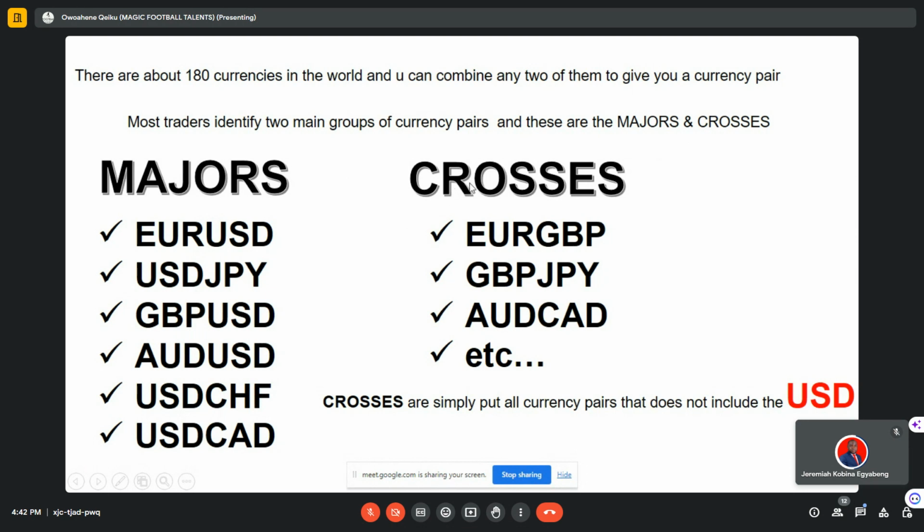And the crosses are simply all currency pairs that do not include the US dollar, like the Euro, pound, Japanese yen, and Aussie dollar combined with each other. You can combine any of the currencies and trade on them.